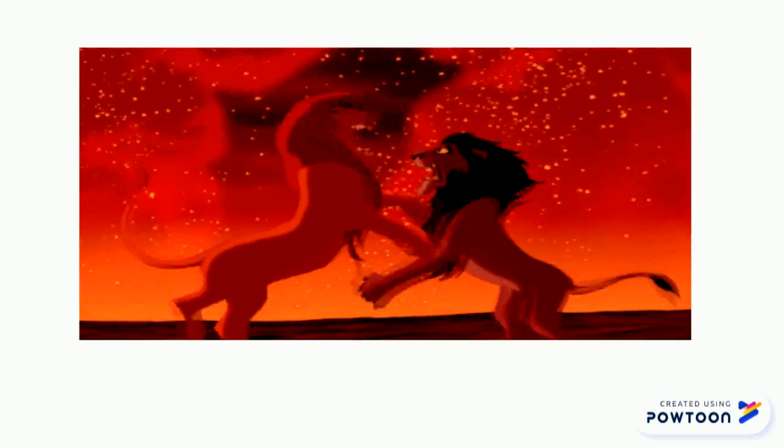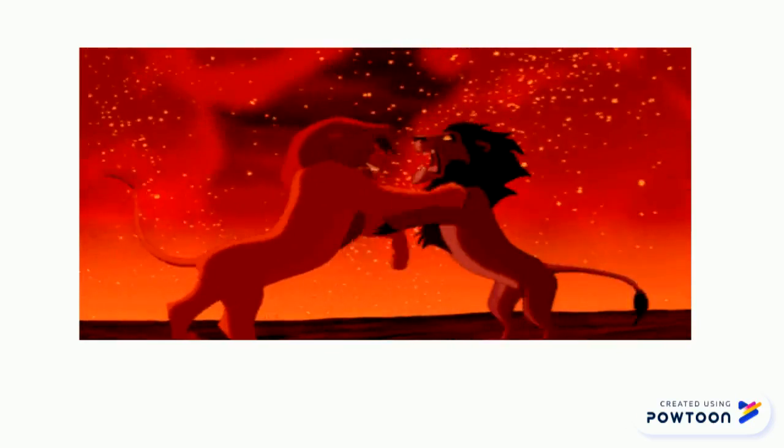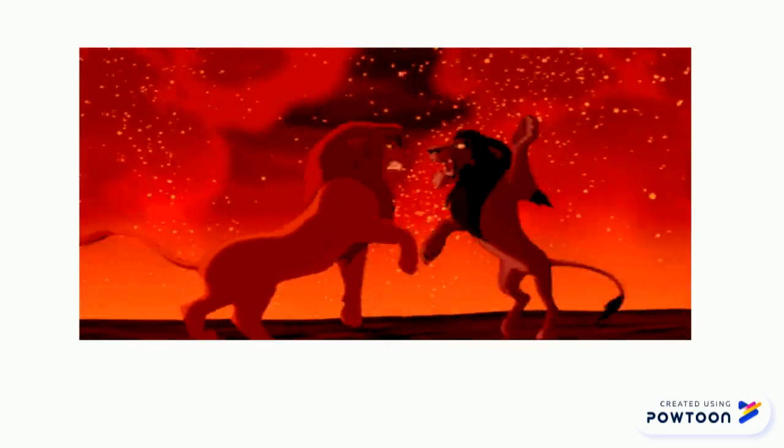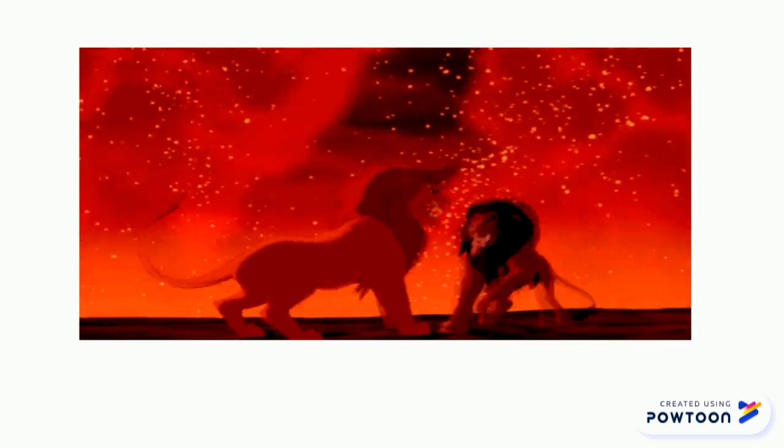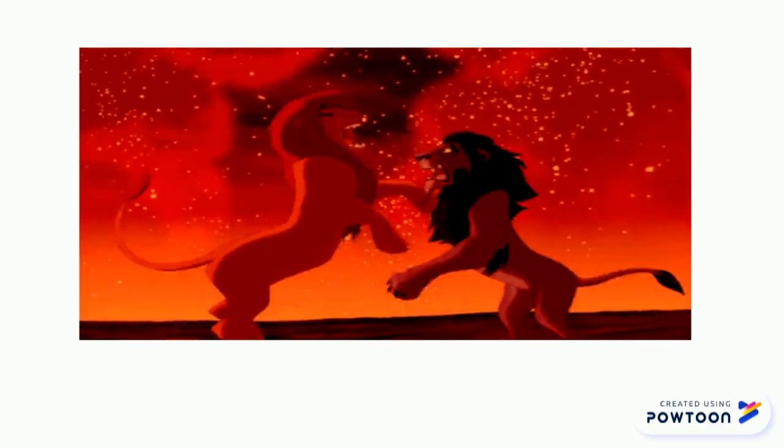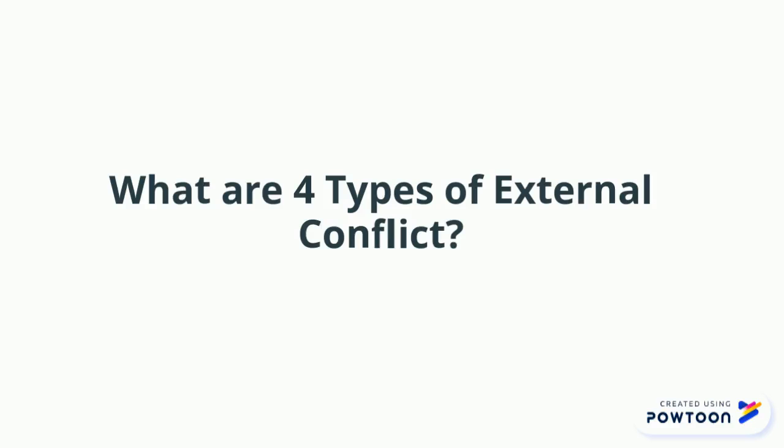All right, now what we're witnessing here is an external conflict. And the reason why it's an external conflict is because we have 2 characters that are battling face to face. And anytime you have an external conflict, you have your character against an outside or opposing force. Now, what are 4 types of external conflict? That's what we're going to be talking about on the next slide.